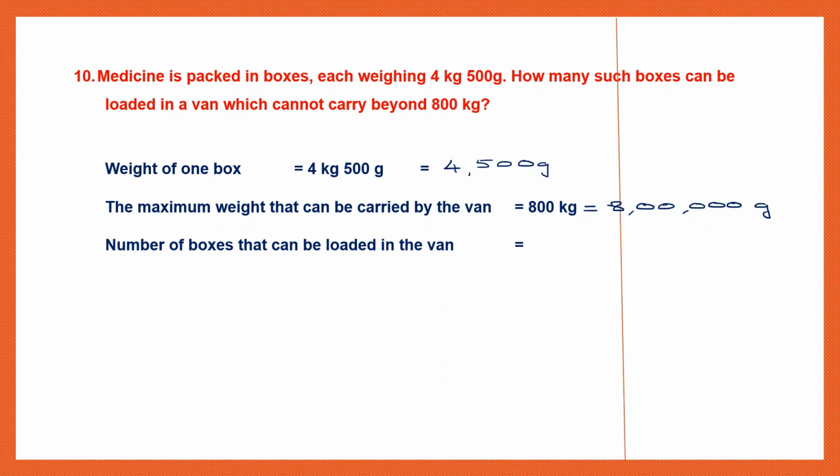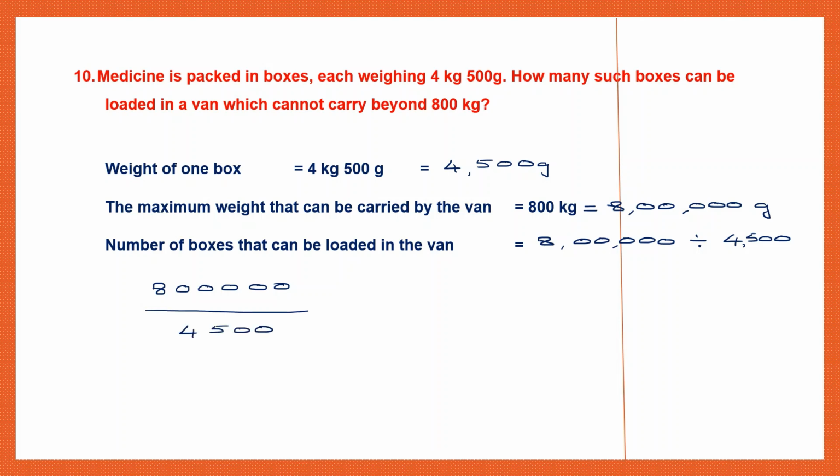Now how do we do it? We divide 8 lakhs, this is the maximum weight that can be carried by the van. So we divide 8 lakhs by the weight of one box, that is 4500. So let's do this division. Now to make our division easier, we'll put it in the fraction form first. So 8 lakh is 8 followed by 5 zeros. 1, 2, 3, 4, 5. Put it in the fraction form first and then we have 4500.